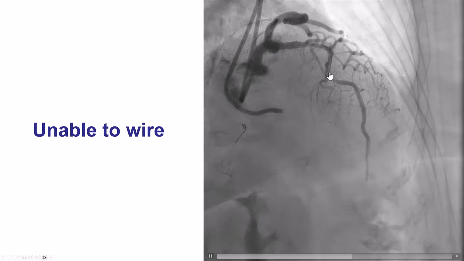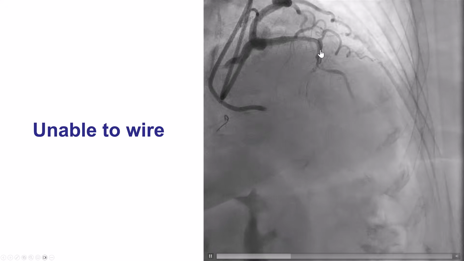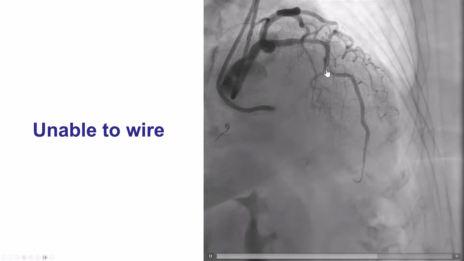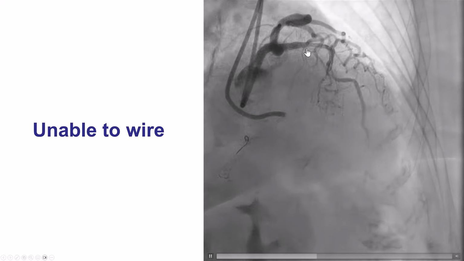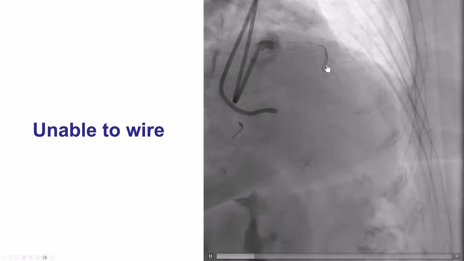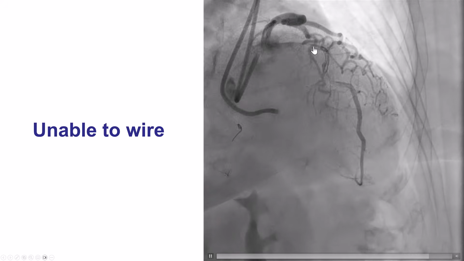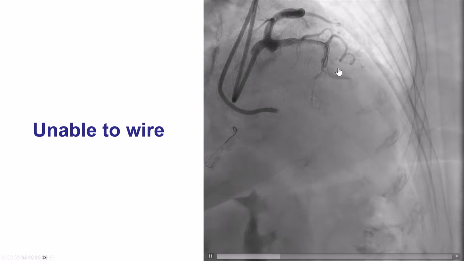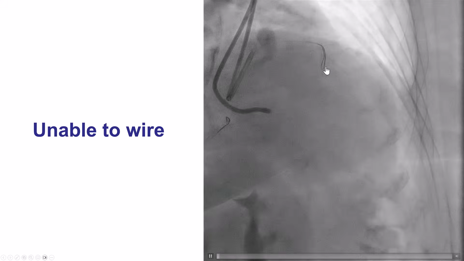Wiring this lesion was extremely challenging. We were unable to advance various workhorse wires as well as polymer-jacketed wires like the Sion Black. Quite often when there is a previously placed stent, one uses a looped wire to try to go through the stent instead of going through the stent struts outside the stent. However, doing that here, it was not successful.